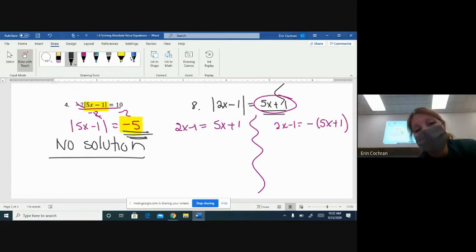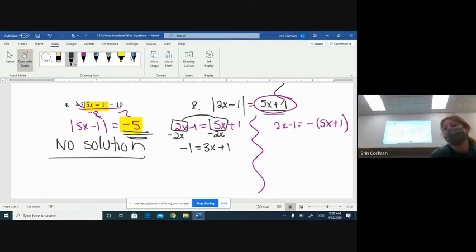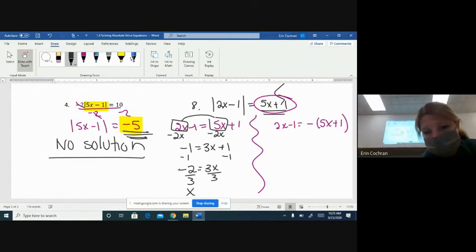Do you guys want to move the 2x or the 5x? The 2x, and how would I move a 2x to that side? So I have a negative 1 equals, what's 5x minus 2x? 3x plus 1. And then what? Subtract the 1. And what's negative 1 minus 1? Negative 2 equals 3x. And then what? Divide by 3. So x would equal negative 2 over 3. Okay?